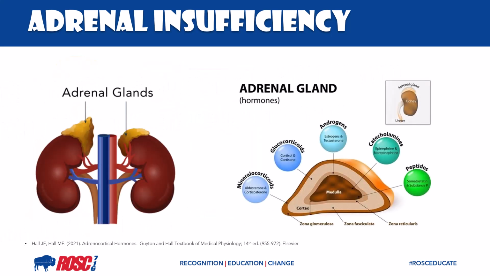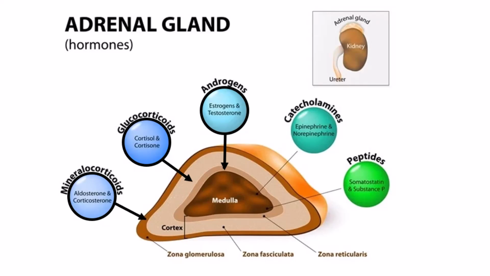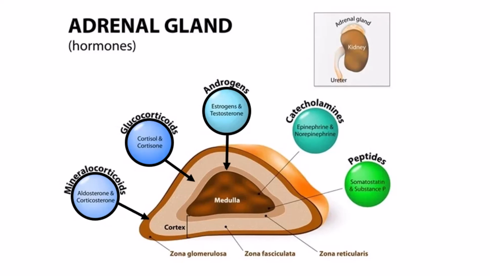We all remember that the adrenal glands essentially have two separate units, right? The medulla, which produces catecholamines and certain peptides. Then we have the outer layers referred to as the cortex. And within the cortex, there's three layers. The zona glomerulosa, which is responsible for releasing aldosterone. The zona fasciculata, which is responsible for secreting cortisol. And then lastly, we have the zona reticularis, which is responsible for secreting androgens like estrogen or testosterone.